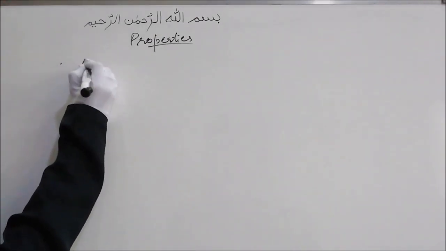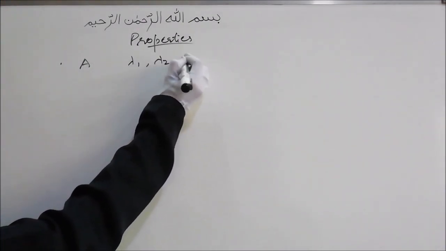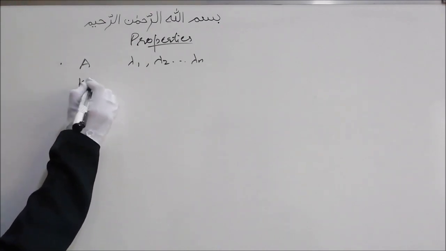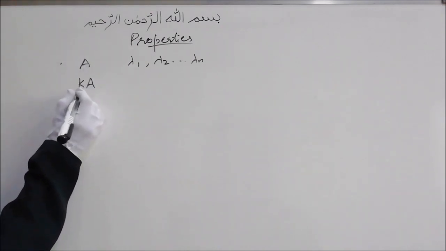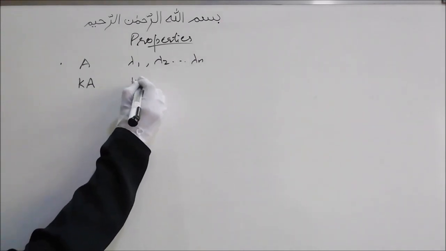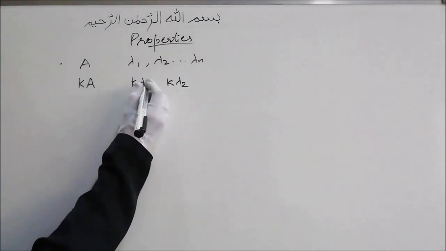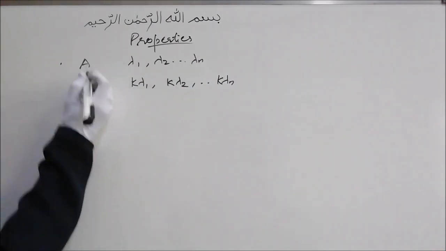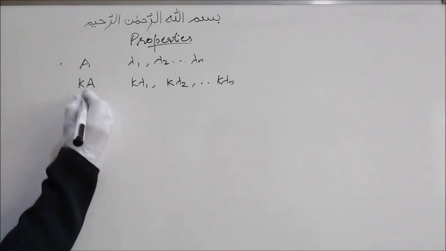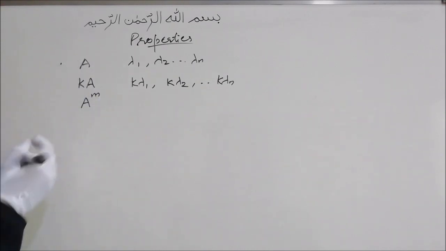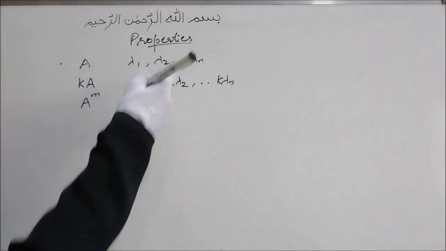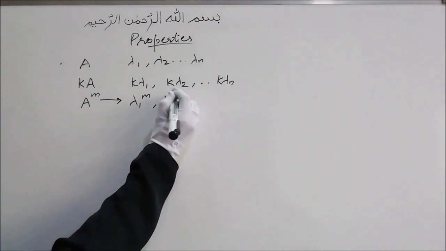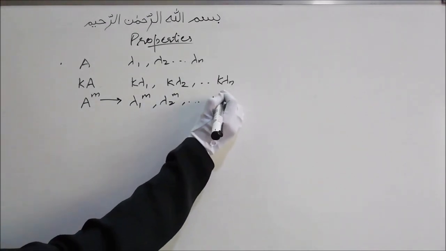We have seen the commutator in the previous videos. Now let's say you have a matrix A with eigenvalues lambda 1, lambda 2, and so on up to lambda n. If you multiply the matrix by a scalar k, then all the eigenvalues will also be multiplied by the same scalar. So the eigenvalues will become k lambda 1, k lambda 2, up to k lambda n. If you raise the matrix A to the power m, then all the eigenvalues will also be raised to the same power, so this will have the eigenvalues lambda 1 raised to m, lambda 2 raised to m, up to lambda n raised to m.